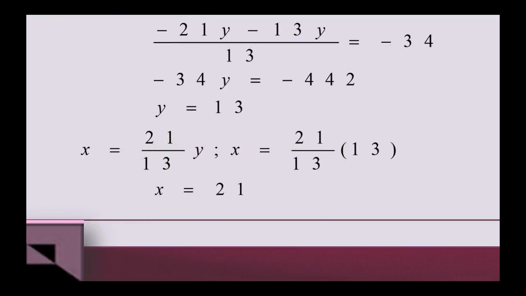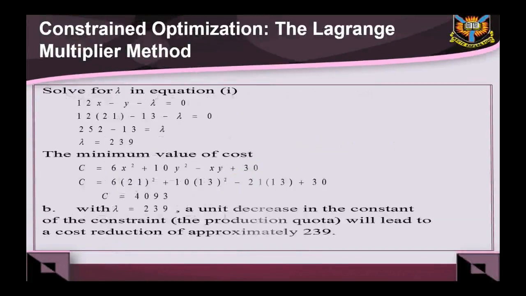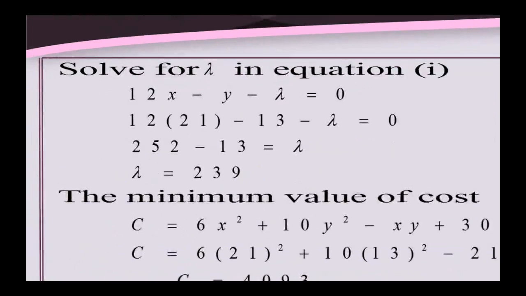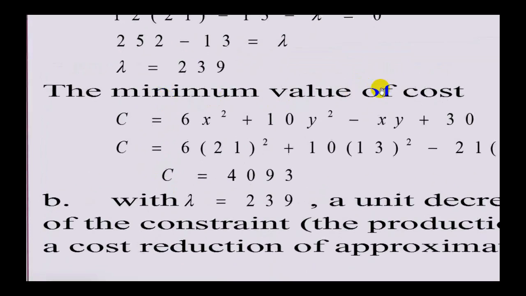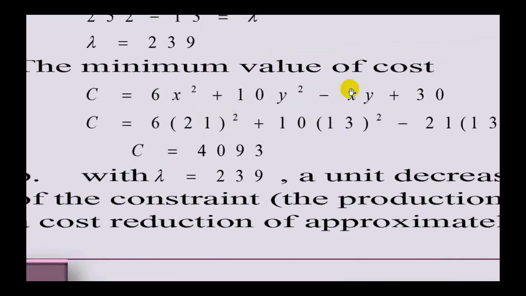Solve for lambda in equation 1. 12x minus y minus lambda equals 0. 12 of 21 minus 13 minus lambda equals 0. 252 minus 13 equals lambda. Lambda equals 239.